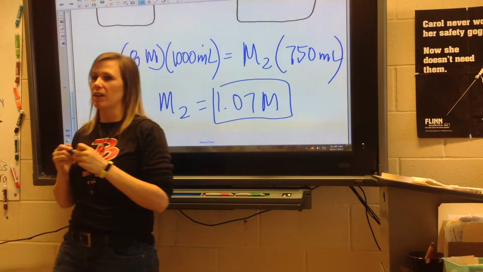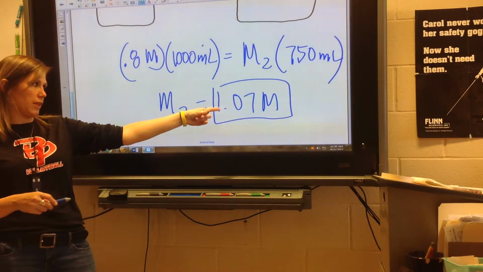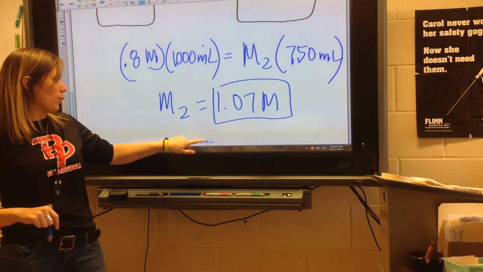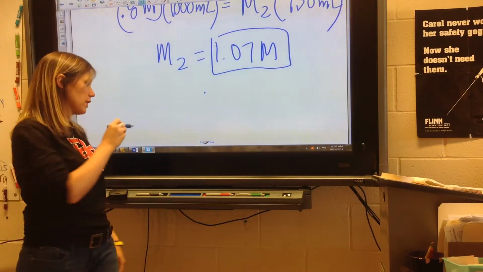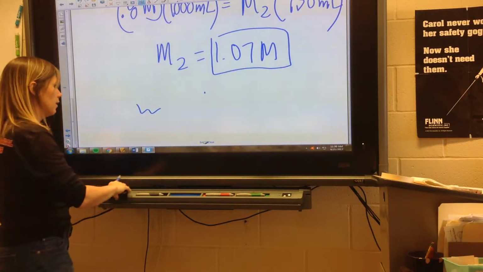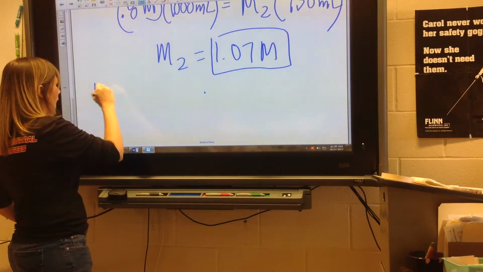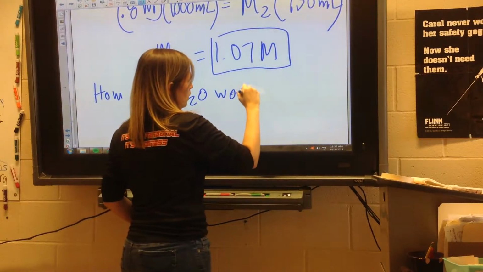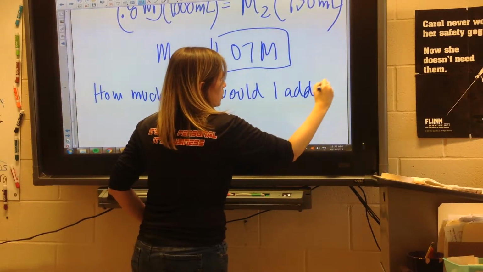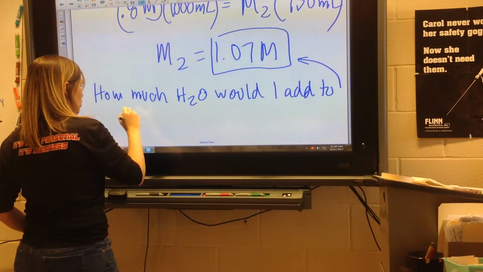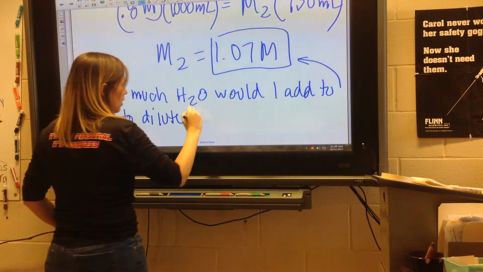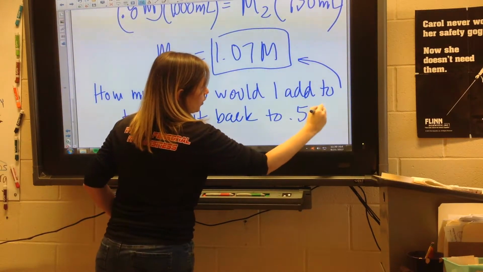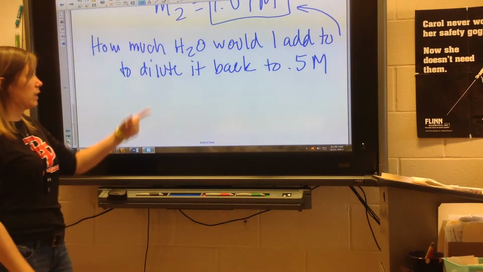Number 4 says, what if we wanted to take this 1.07 molar solution and dilute it again? The question is phrased differently, and again, you have to pay attention to these subtle nuances. The question asks, how much water would I add to this solution to dilute it, not necessarily back, but to a 0.5 molar solution? So it only gives us one number in this.